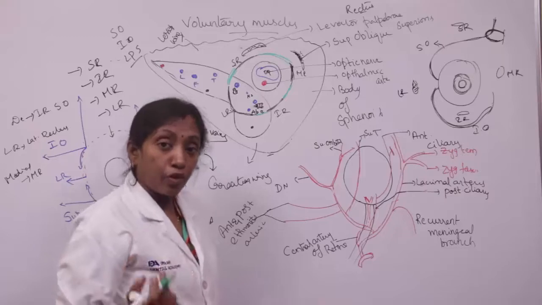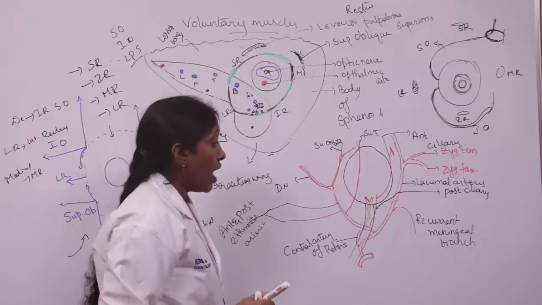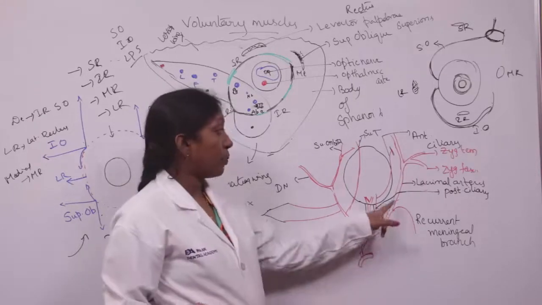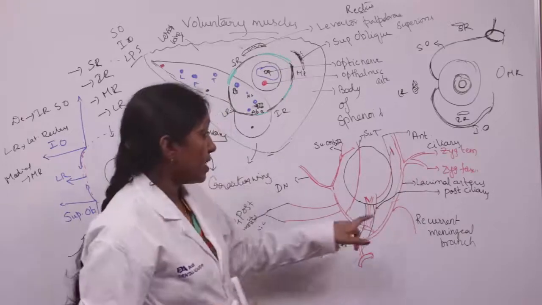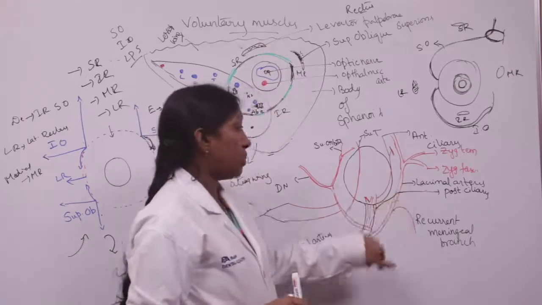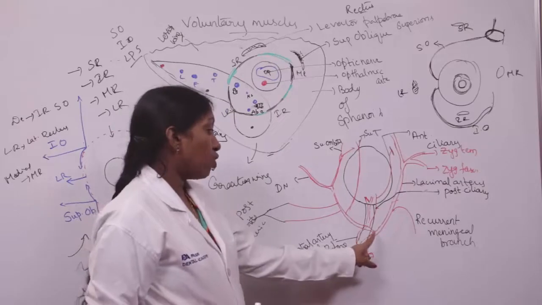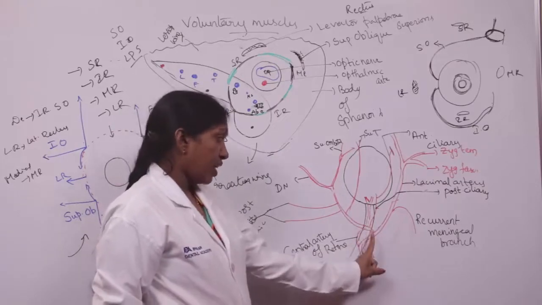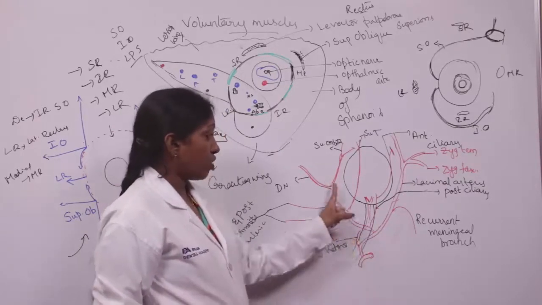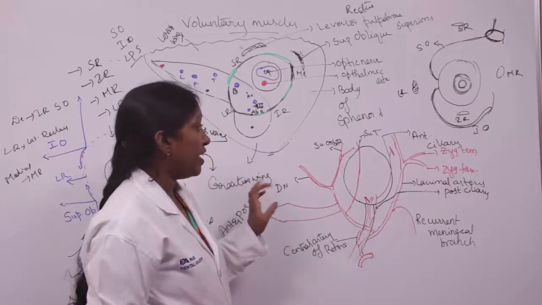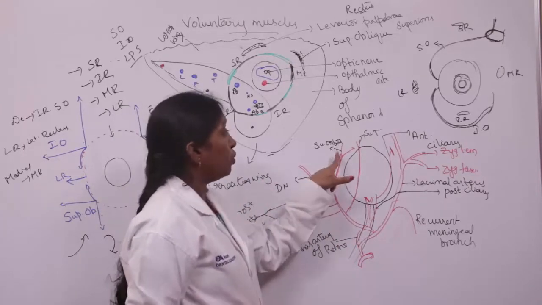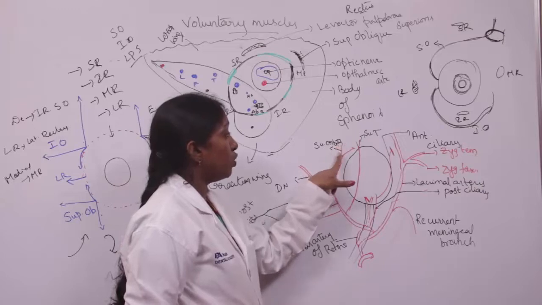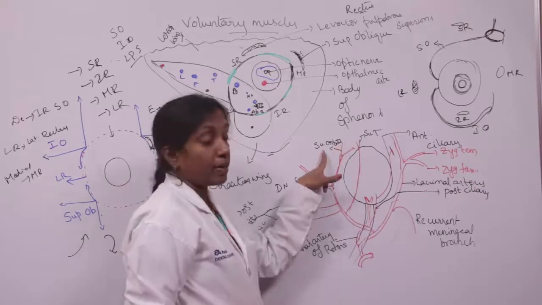The central artery of the retina arises from the ophthalmic artery within the dural sheath, and outside the dural sheath one important branch arises from the ophthalmic artery, that is the lacrimal artery. This is the lacrimal artery. The artery now crosses from lateral to medial side, and here it terminates by dividing into two branches.